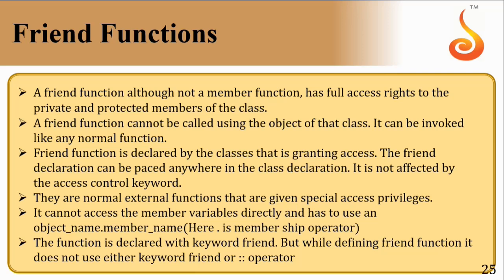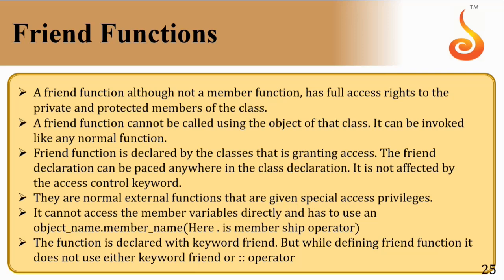And then it has to be called like a normal function. How do you call a normal function? By the function name, open bracket, if there are any arguments, you pass that, close it, and semicolon. That's it. You don't need an object there for a standalone function.